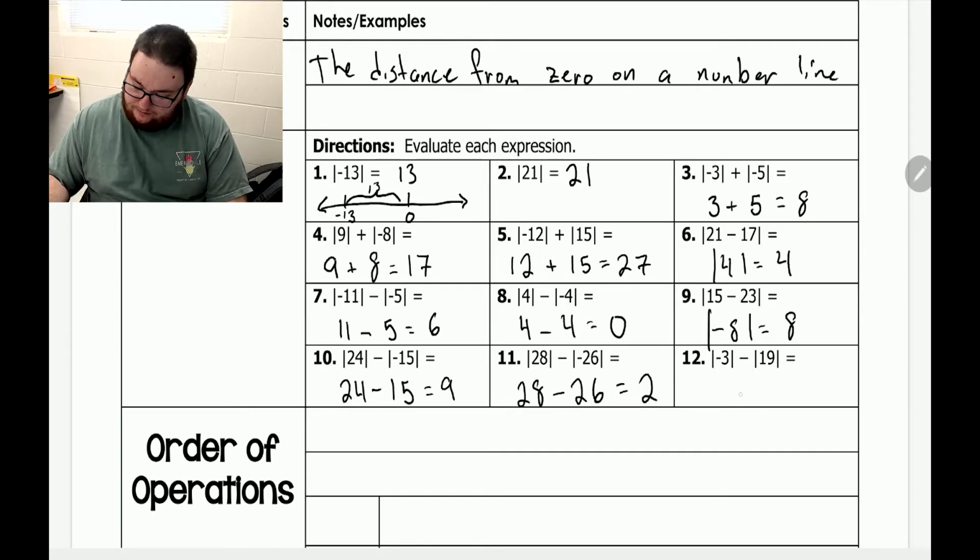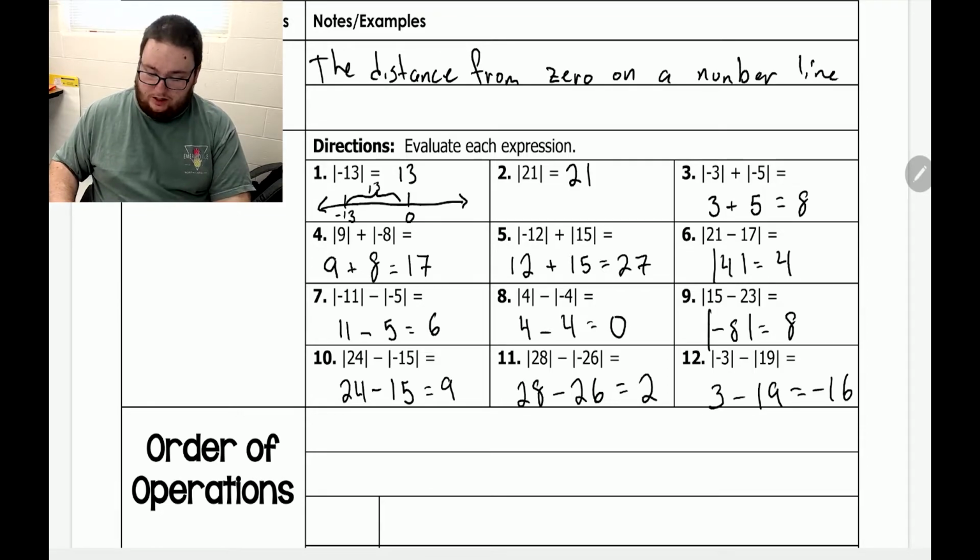Finally, number 12, we have the absolute value of negative 3 minus the absolute value of 19. Working from left to right, one step at a time, we have the absolute value of negative 3 is positive 3, and we're subtracting 19, because 19 is the absolute value of 19. Finally, we have 3 minus 19, which gives us a negative 16.